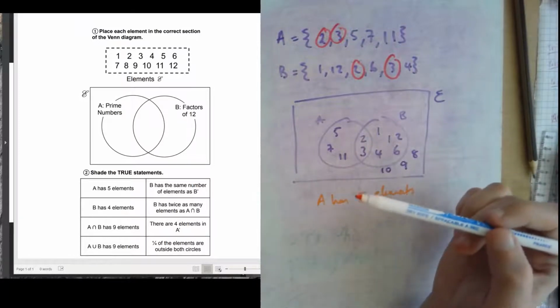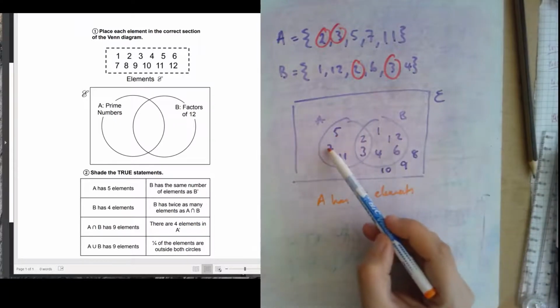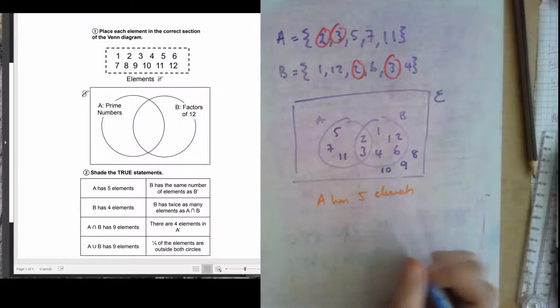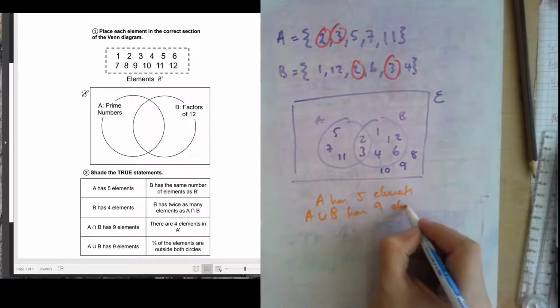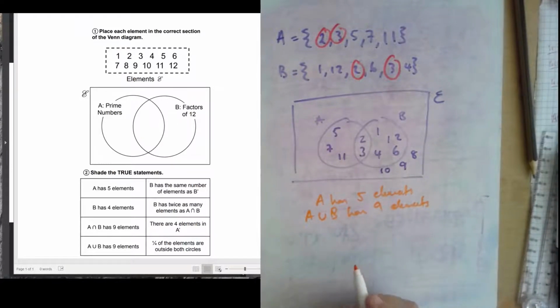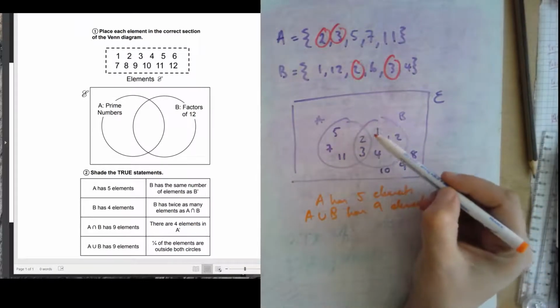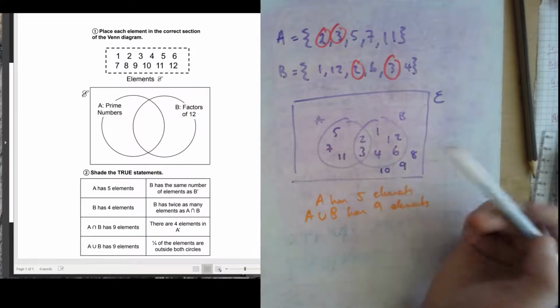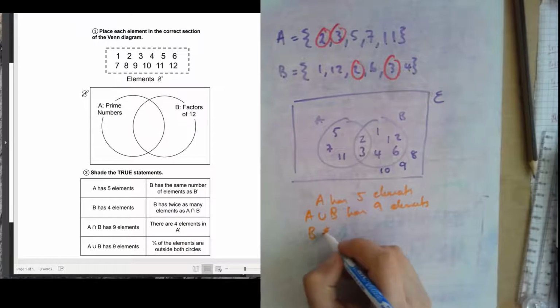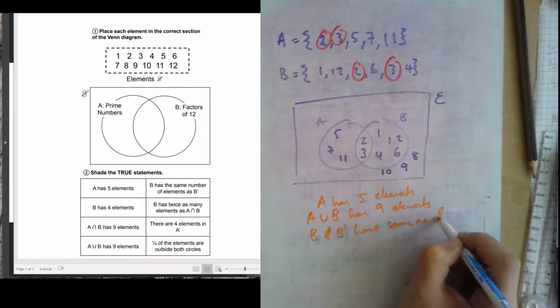And then it says A or B has 9 elements. So that's this and this. So I'm going to go 1, 2, 3, 4, 5, 6, 7, 8, 9. Yeah, okay. A or B has 9 elements. Totally agree with that. And then you have B has the same number of elements as not B. Okay, so this is B. And you got 1, 2, 3, 4, 5, 6. And then not B is 1, 2, 3, 4, 5, 6. So yes, that's true. So B and not B have the same number of elements.